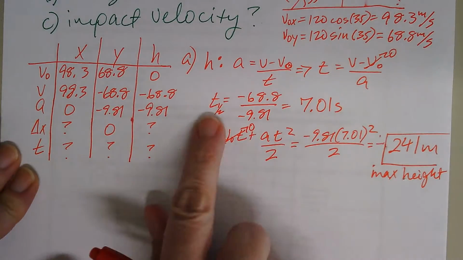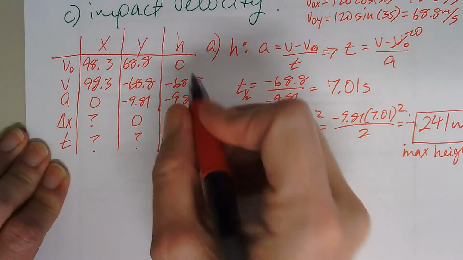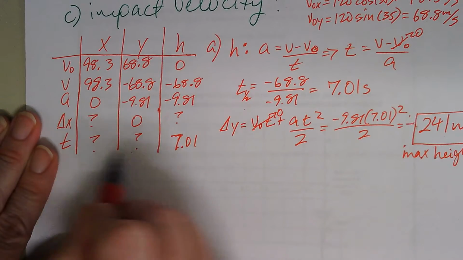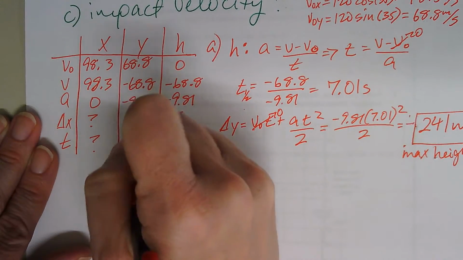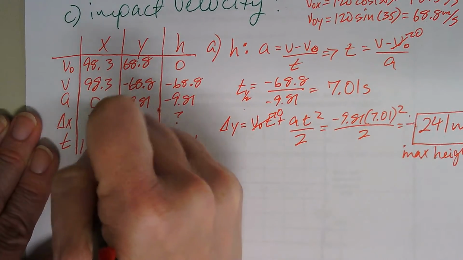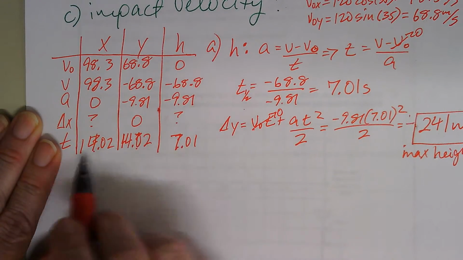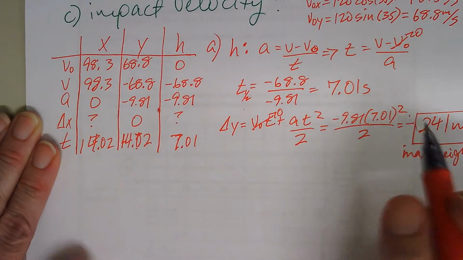And now that I know my time for the half, right, I can actually put that in my chart if I want to. So that's 7.01. So these two are double that. So this is 14.02, and this is 14.02, okay? So now I know my times for these, and I found my height, and so now I just have to find my range.